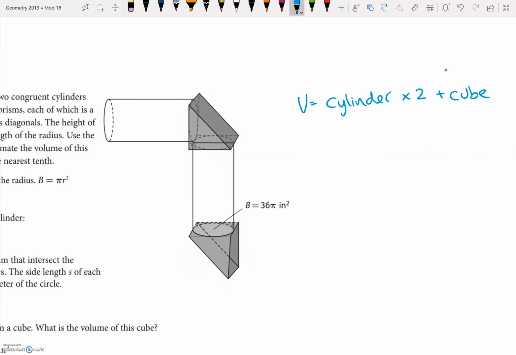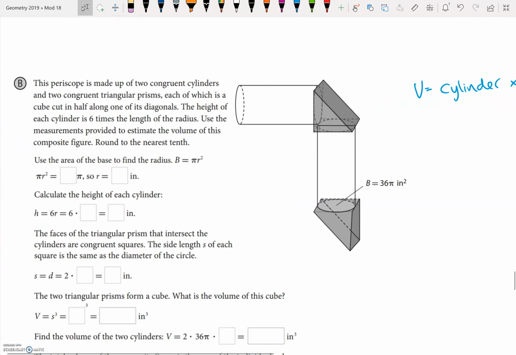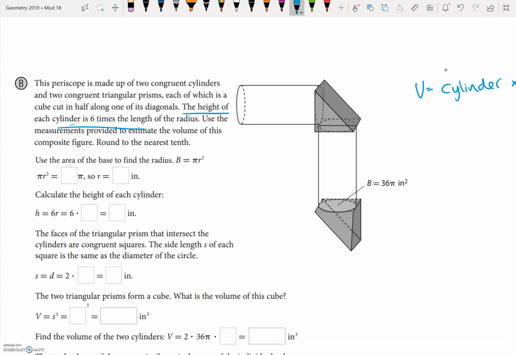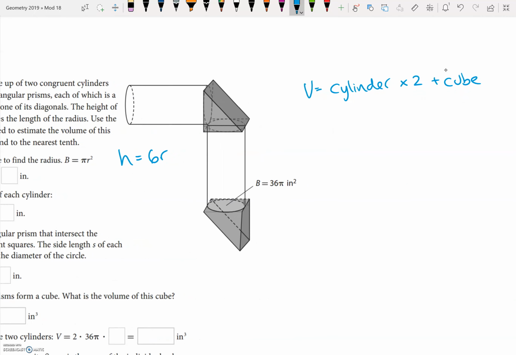So that seems like we have the same problem as the one above. The only thing they tell us here is 36 pi. That's the area of our base there. Do we get any height? It says the height is 6 times the length of its radius. So h equals 6r. We know that the area of our circle is 36 pi, so we could say 36 pi equals pi r squared, and then we need to solve for r, and it looks like r is 6 because 6 squared is 36. If r is 6, 6 times 6 is 36, so our height is 36.